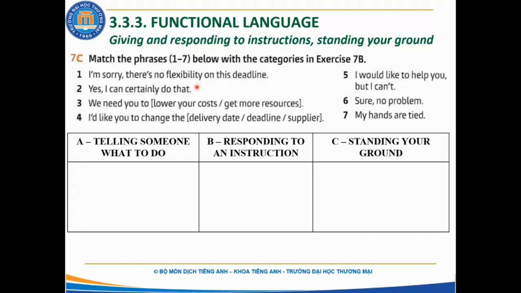Alright? And what does my hands are tied? Câu này có nghĩa là gì ạ? Câu này có nghĩa là tôi không thể nào làm được cái việc gì đó. Hoặc là một cách nôm na, ở trong tiếng Việt thì mình có một câu có thể ngang nghĩa là tôi bó tay rồi. Alright. So please spend some time to match the phrases from number 1 to number 7 in the category A, B, and C.